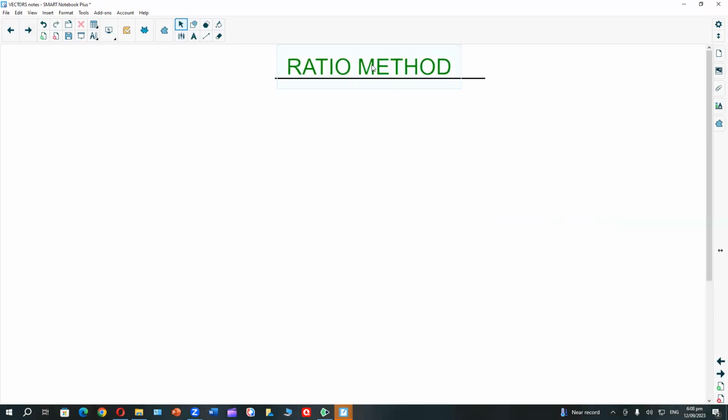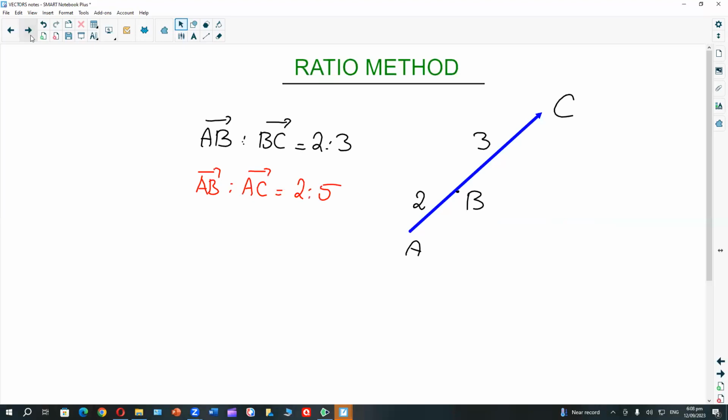Now give a heading, ratio method. Vectors are for capital letters. Vectors are shown by an arrow above it. For small letters, you have to underline. Examiner will be typing it dark, bold, but you're not supposed to do that in the exam.